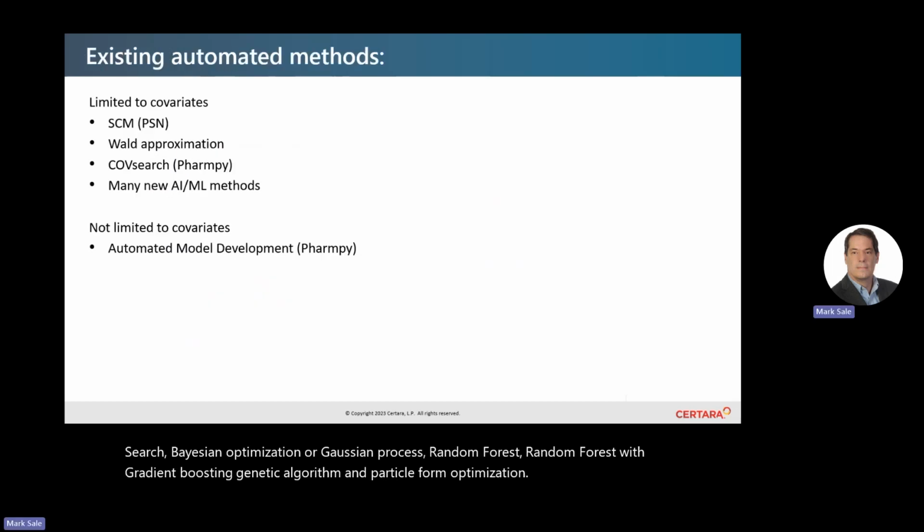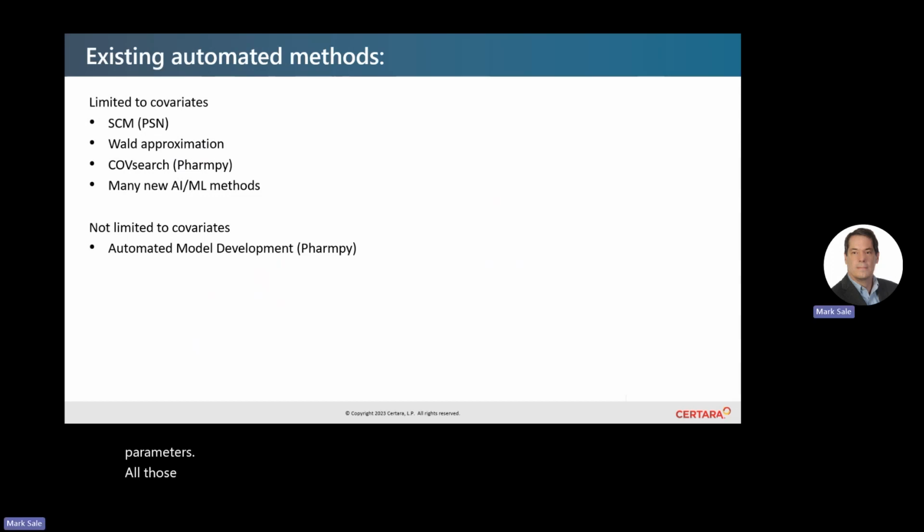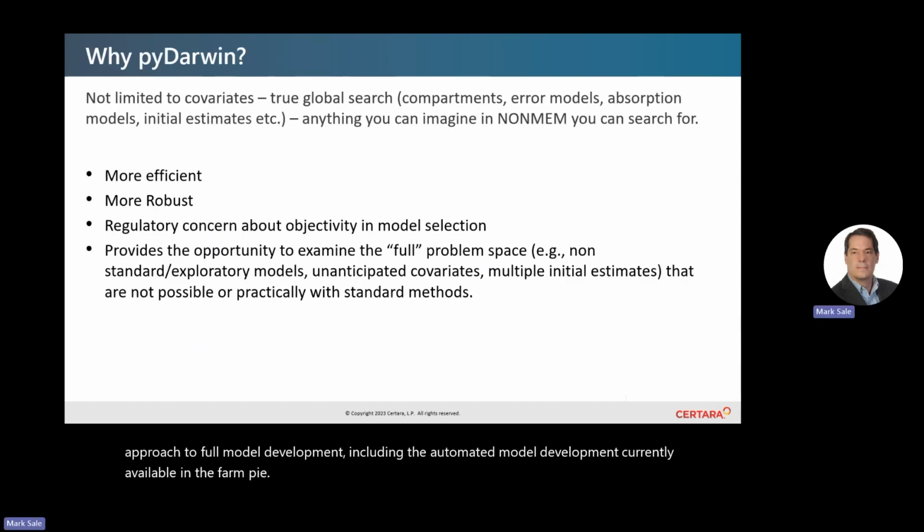Again, there have been existing automated methods for model selection, including the well-known stepwise covariate modeling available in PsN, the Wald approximation, the newer COSSAC in the PharmPy package, as well as a lot of artificial intelligence machine learning methods for sorting through output files looking for relationships between covariates and parameters. All those are currently limited to covariate search. There has been at least one other approach to full model development, including the automated model development currently available in PharmPy. But we're going to be talking about PyDarwin.